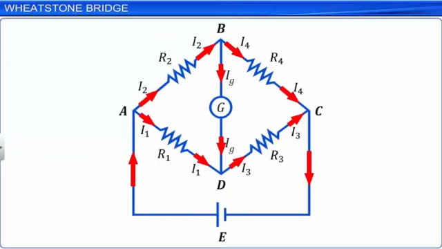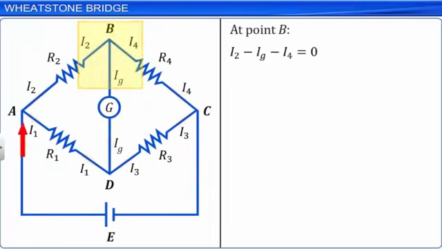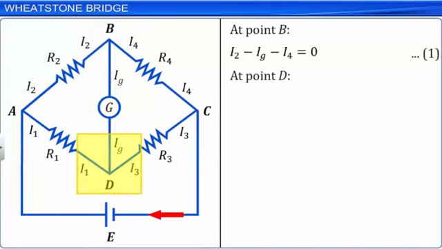Let us now apply Kirchhoff's junction rule at junction points B and D. At point B, I2 minus Ig minus I4 is equal to 0. Let this be equation 1. At point D, I1 plus Ig minus I3 is equal to 0. Let this be equation 2.